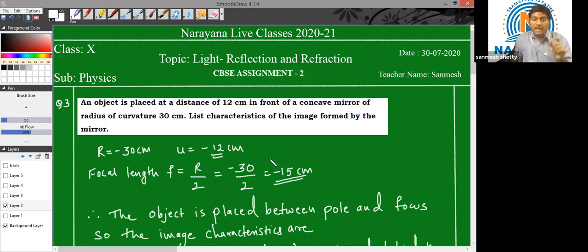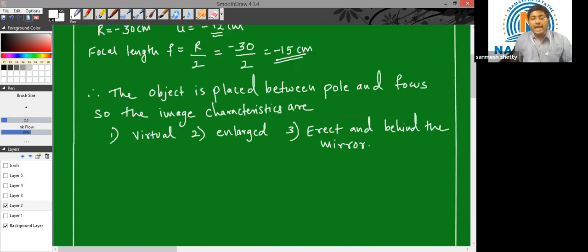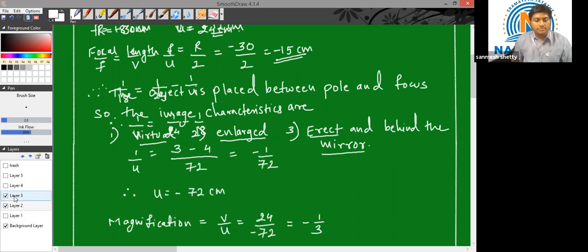That's why, as we have just seen, for a concave mirror, when an object is placed between focus and the pole, it is going to form a virtual image, which will be an enlarged image, and it will be an erect image. Also, the image will be formed behind the mirror. I hope the point is clear, children. Let us proceed to our next question.